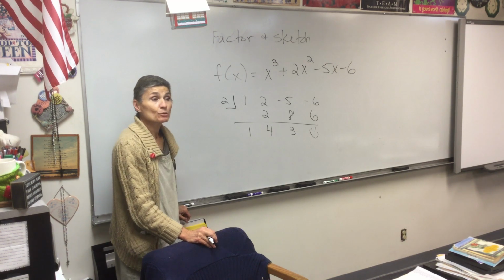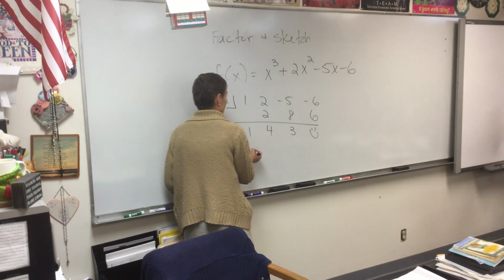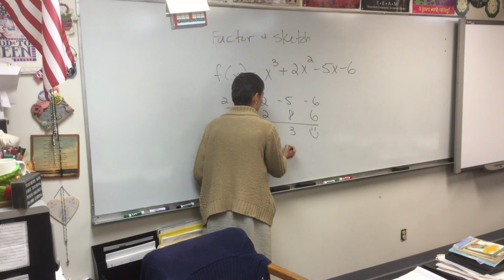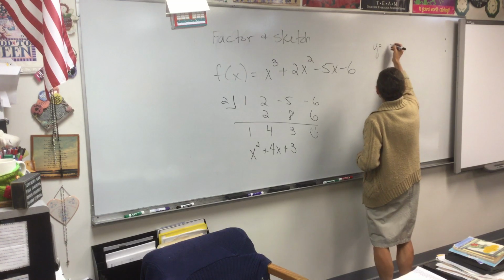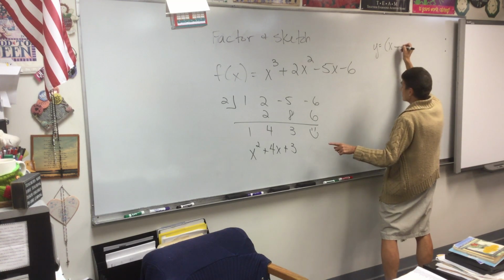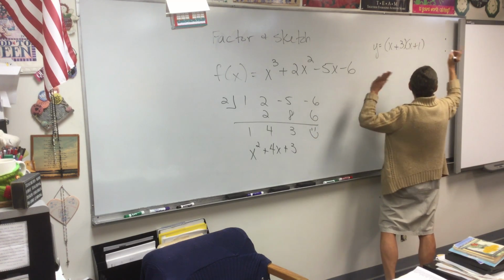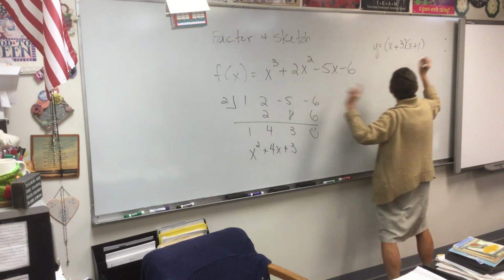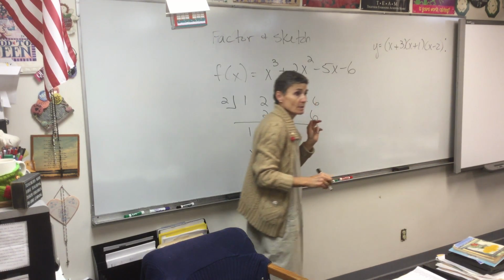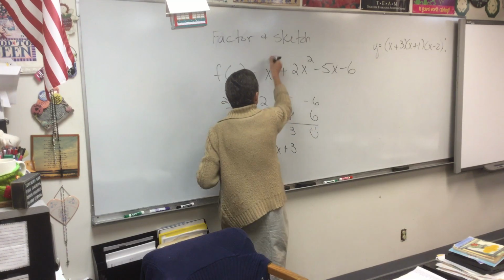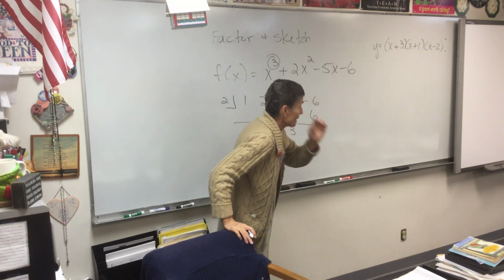What's left? You guys told me 2. You were right. 2 works. What's left? X squared plus 4x plus 3. Switch factors. How does that factor? x plus 3, x plus 1, but don't forget that guy. So you have x minus 2. In a cubed problem, you should have 3 parentheses, right?